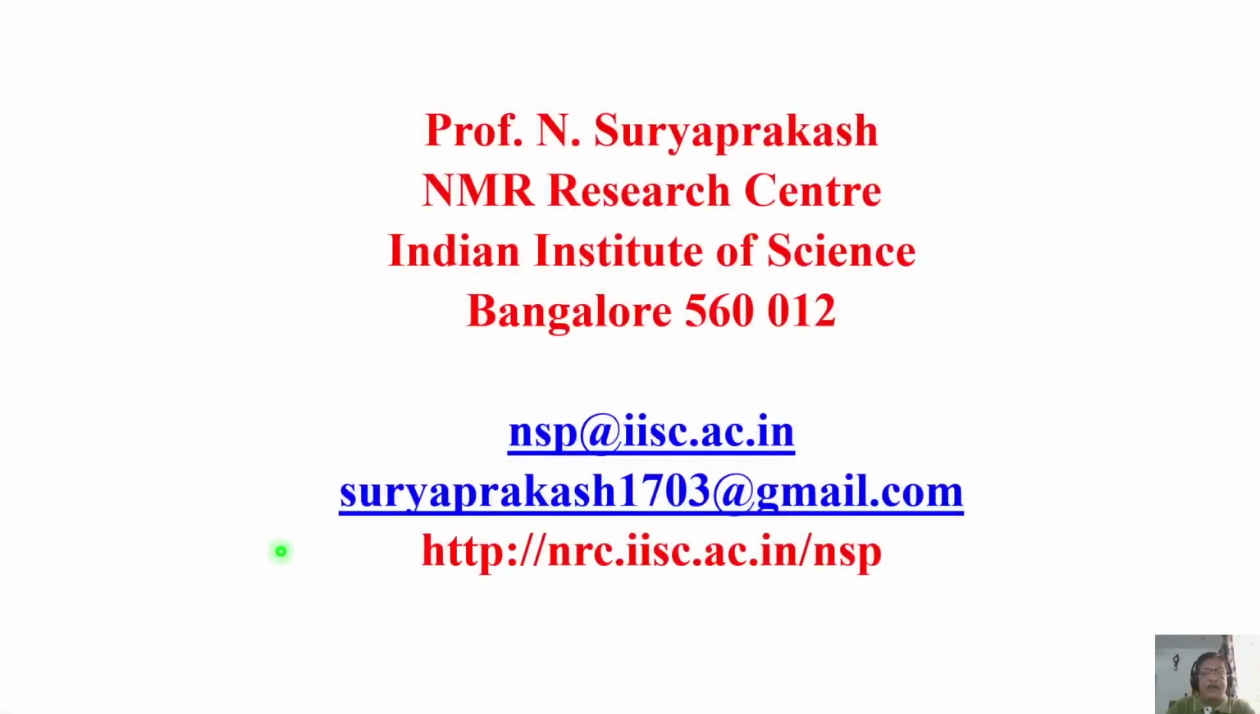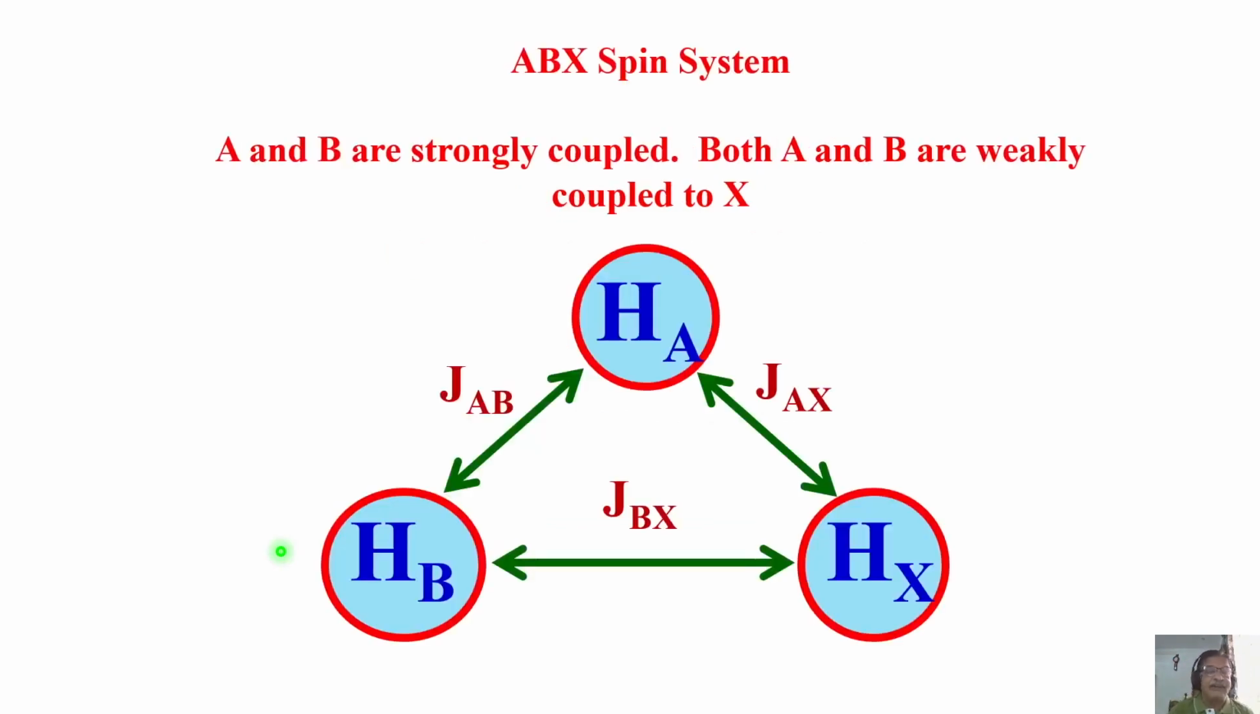Welcome back. Today we'll continue with spin system nomenclature and analysis of weakly and strongly coupled spin systems. Again, this is a huge topic, but I'll give one or two simple examples of three spins and stop for the day. Okay, we will see this. Already we saw AMX, three weakly coupled spin systems.